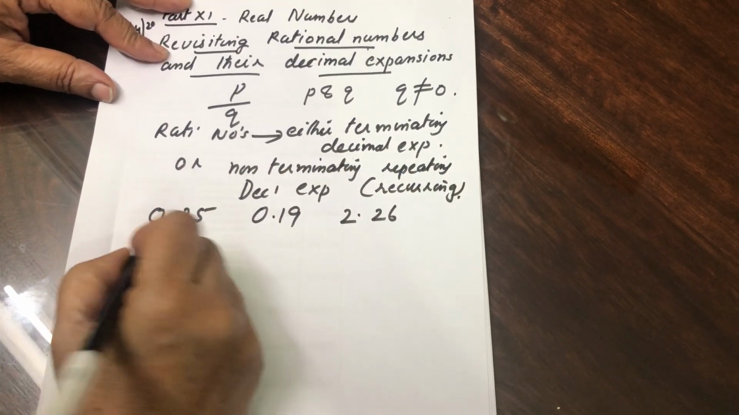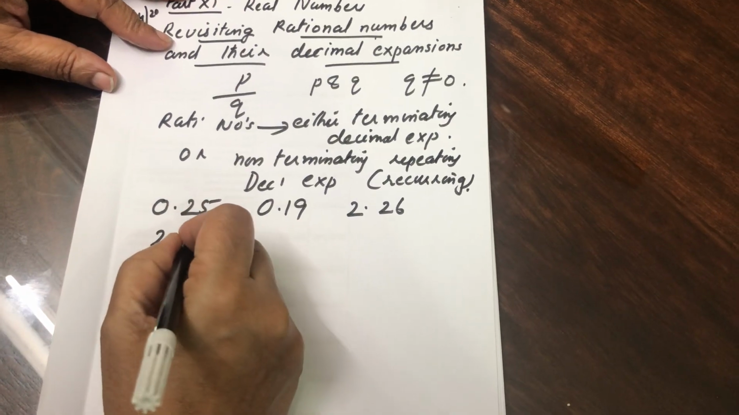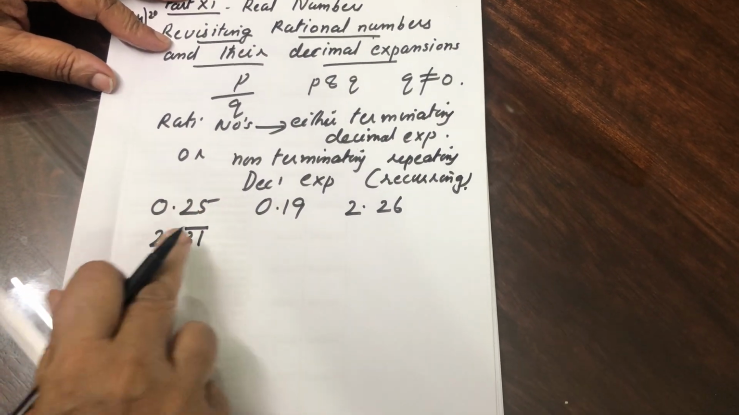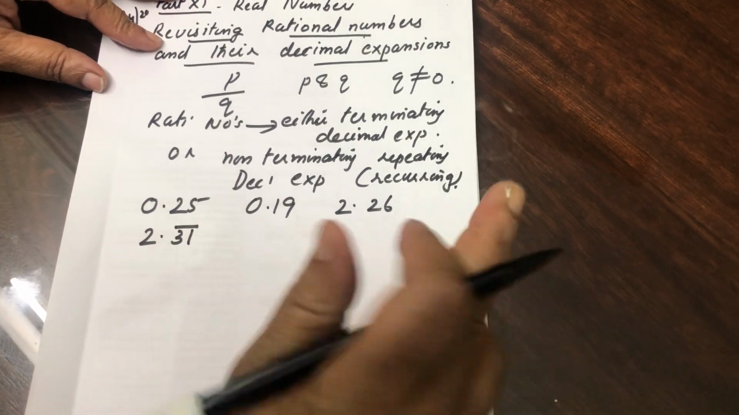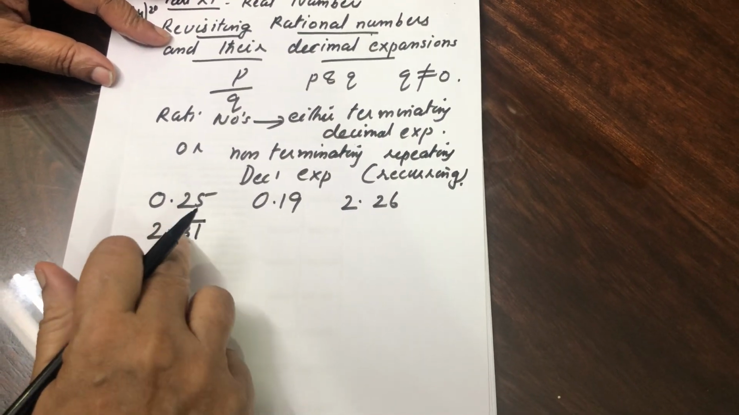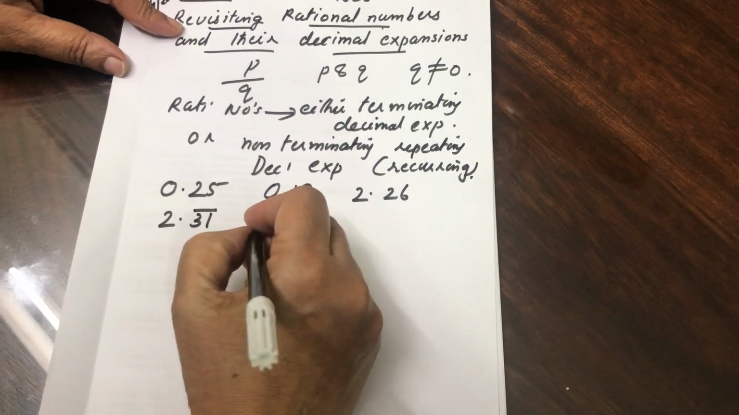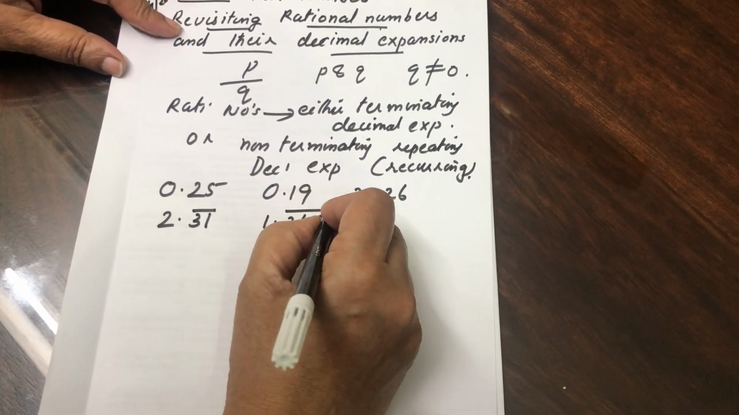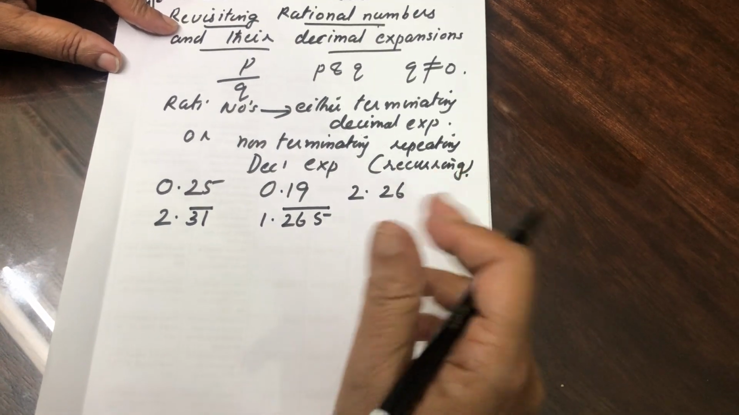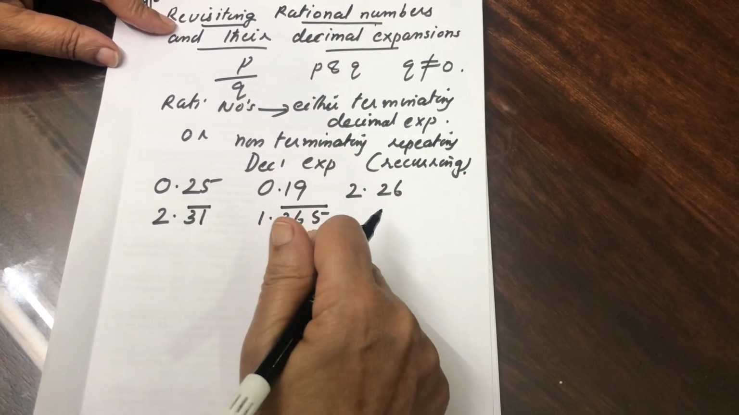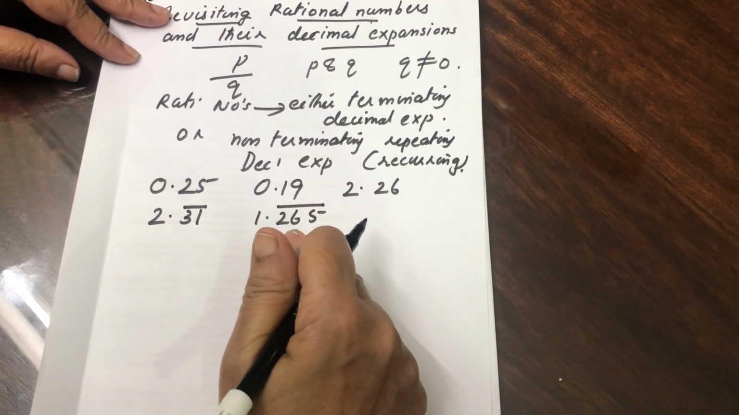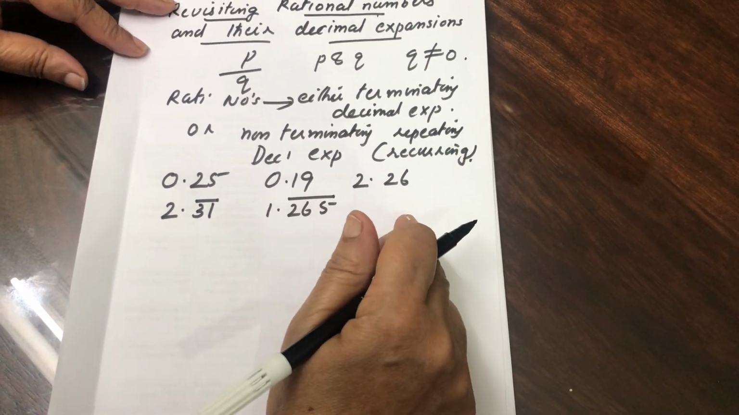Non-terminating repeating: 2.31 bar. That is 2.313131, which is repeating. So the bar means these 2 digits are repeating. Then 1.265 bar. This repeats 265. So it is known as non-terminating repeating or non-terminating recurring decimal expansion.